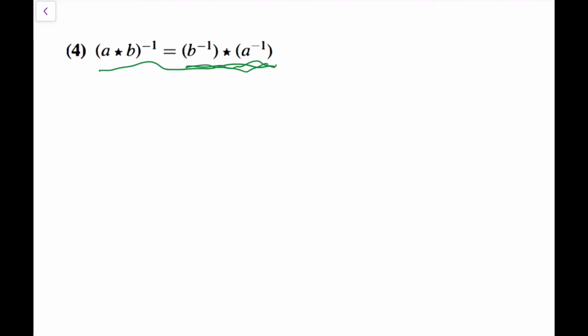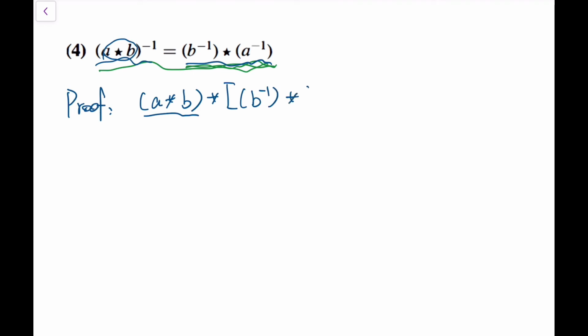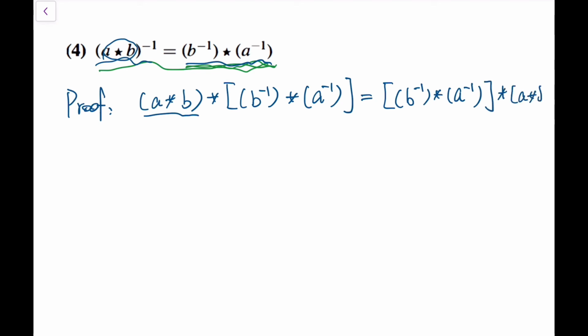Let's prove this. And to prove this, because we can see the left hand side is the inverse of this thing, we can go with the definition, which is if the right hand side is the inverse of the A star B, then it is similar to say the A star B star the right hand side, if we switch the order, A star B, and those two are all equal to the identity E. Okay, so this is what we want to prove.